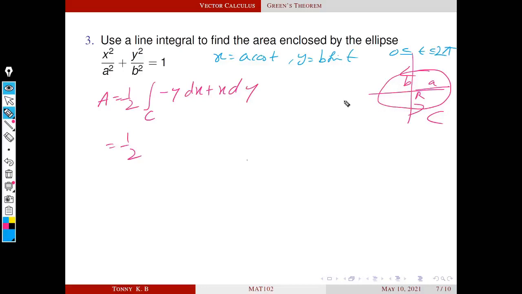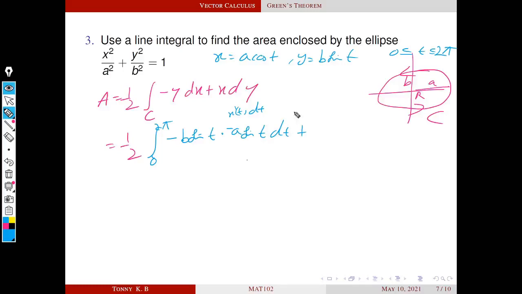So how to evaluate this line integral? This is integral 0 to 2 pi of minus y, that is minus of b sin t, into, instead of dx, we have to substitute the derivative x dash of t dt. And what is x dash of t? That is minus a sin t, isn't it? So this is minus a sin t dt.